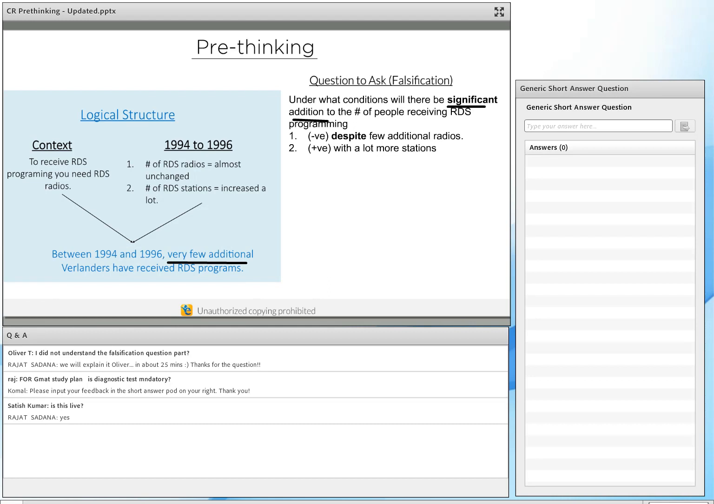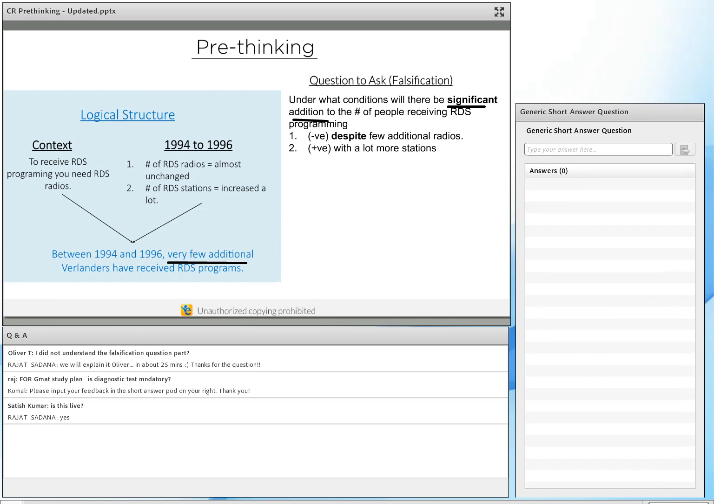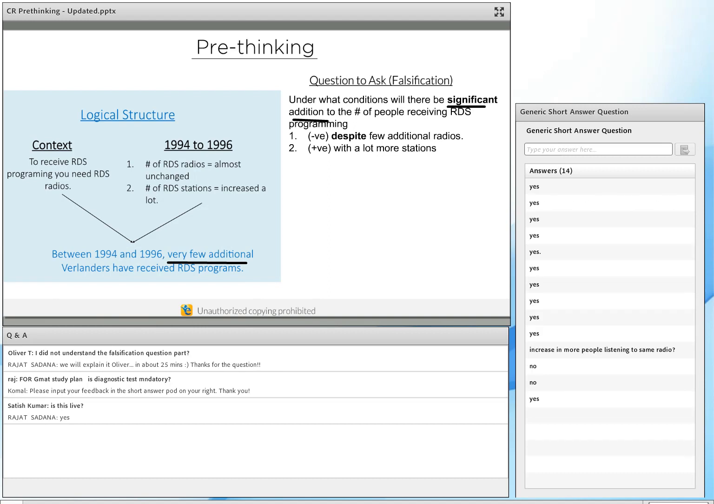Is this falsification question clear? Under what conditions will we have a significant addition? And I see some scenarios right now. Most of you, it's clear. To those of you it's not clear, you can put a question in the Q&A pod.